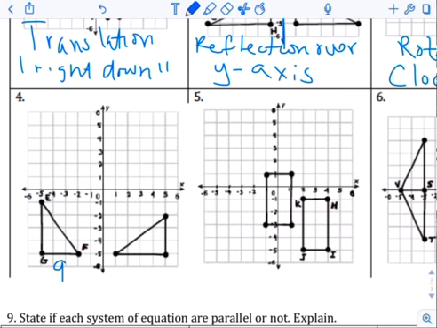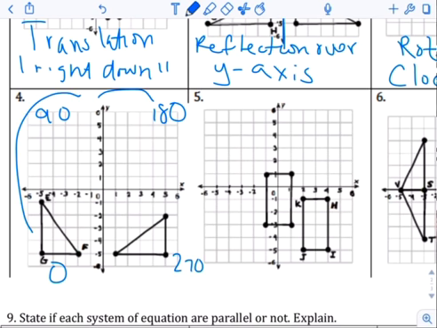So it went from 0 to right here: 90, 180, 270, like a clock. Or you can say 90 degrees counterclockwise. So it's a 270 degree rotation, 270 degrees clockwise.